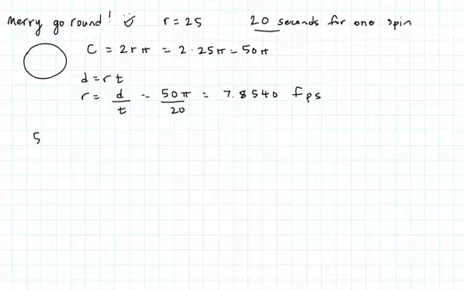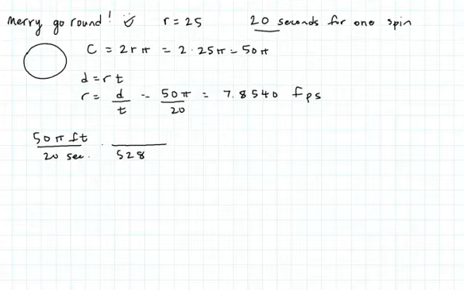Now I'd like for you to change that into miles per hour. So we'll take our 50 pi feet, our 20 seconds. I'd rather work with that than the decimal. We'll multiply this by 5,280 feet here, 1 mile. That'll let the feet cancel.